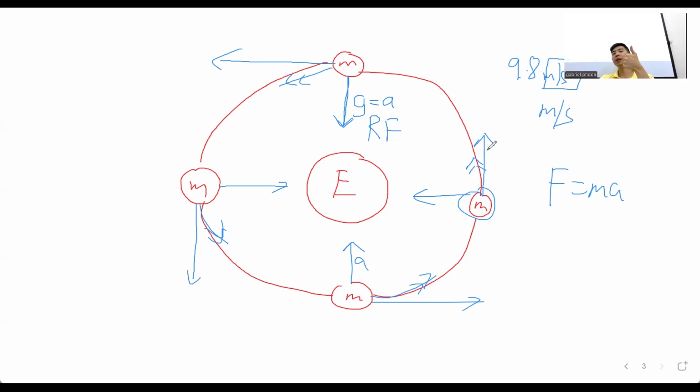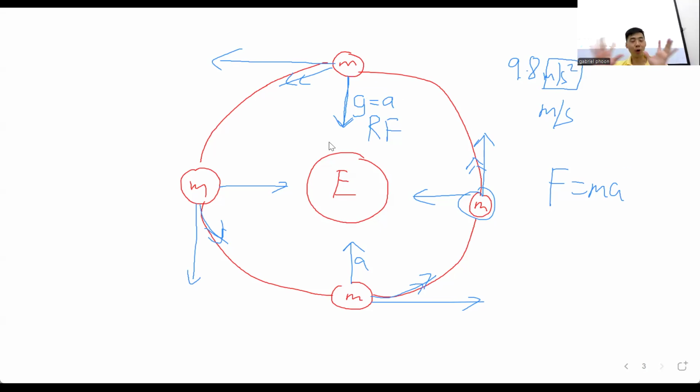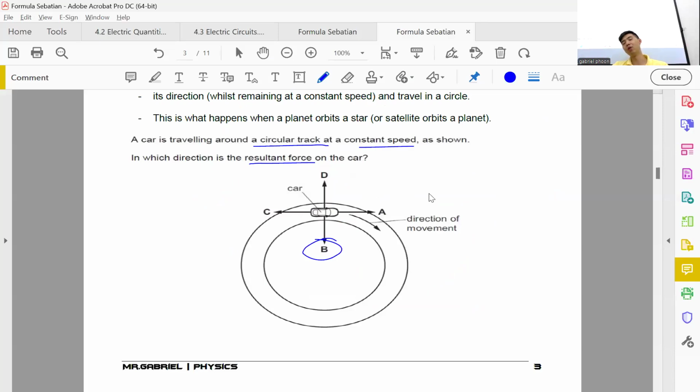Make sense, everyone? If you ever see a question saying something is bending through a curve or moving in a circular motion, they'll always ask where's the resultant force, where's the acceleration. The answer is always towards the center of the circle. Easy, 3 marks. Make sense, everyone? 3 marks, don't lose it. In fact, when you go for your exam, I'm sure this will come up as well.